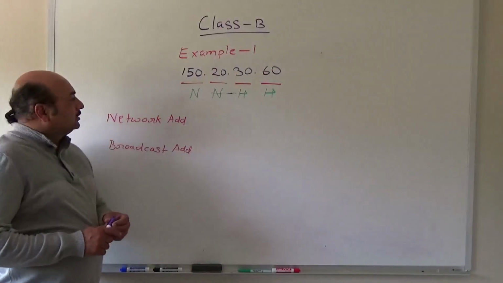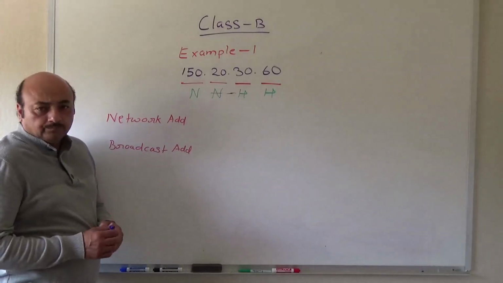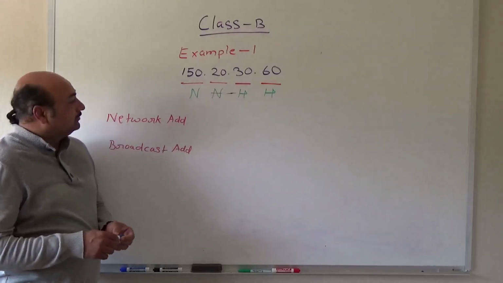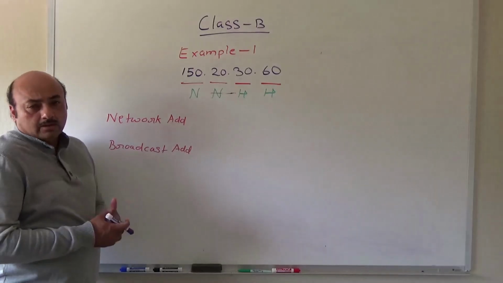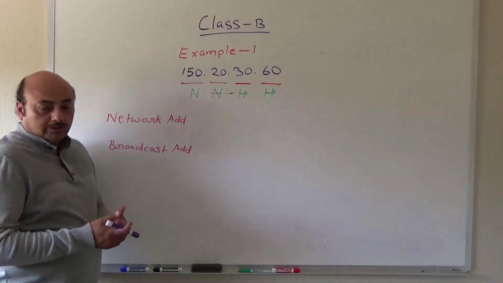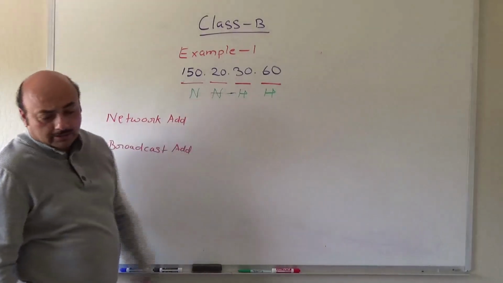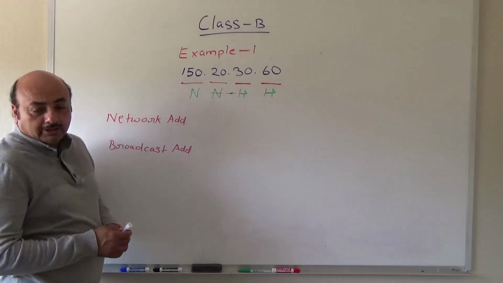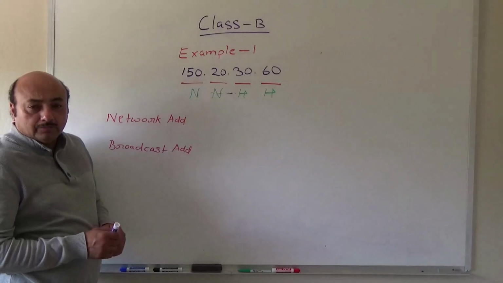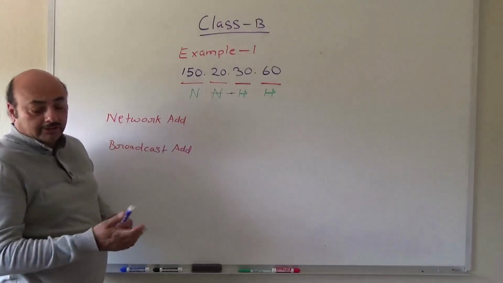Example 1. We are given an IP address 150.20.30.60. Looking at the first octet, the first byte, we know it is 150 and it falls in the range 128 to 191. That's the reason it is a Class B network. And that's why we know that the first 2 bytes represent the network part and the last 2 bytes represent the host part. Now, with the rule that I explained a minute ago, in a Class B network, to find the network address, just set the host bits to 0, leave the network bits as they are, and you'll get the network address.